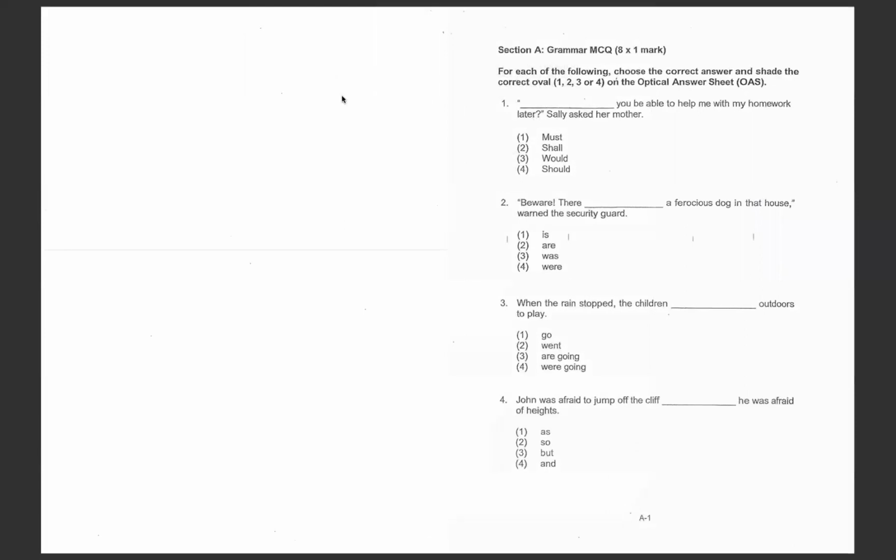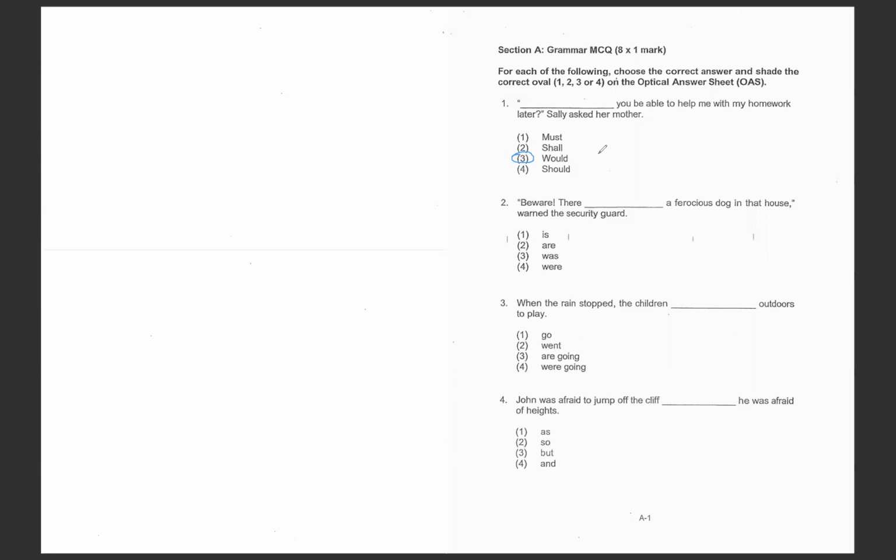Now, question 1, the answer is 3. So let's go through the other options first, shall we, to see why they are wrong. "Must you be able to help me with my homework later?" Must, firstly, is demanding of the other party. So in this case, if you use must, Sally is demanding that the mother needs to help her with the homework, but that is not the case. So that's why must is wrong.